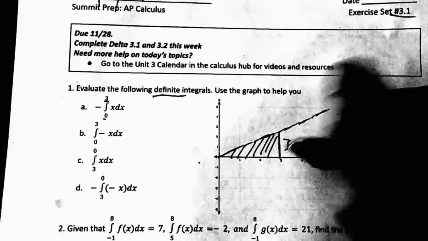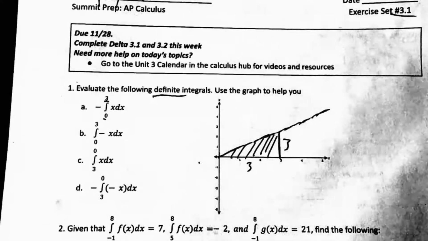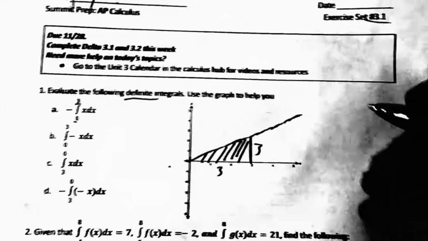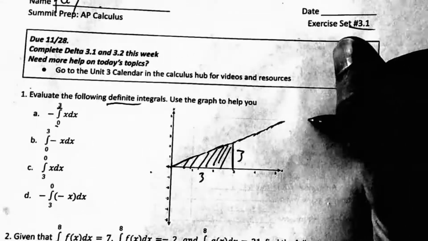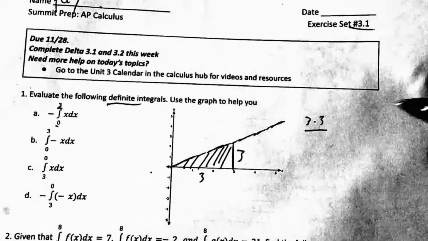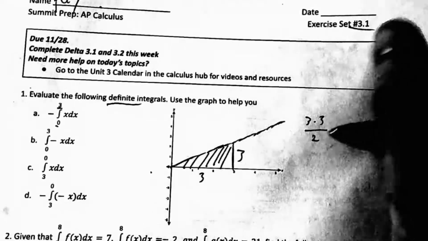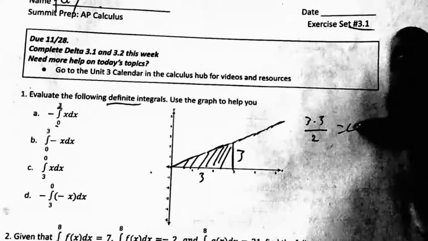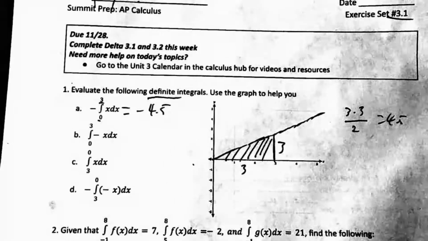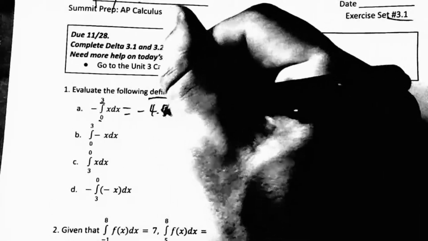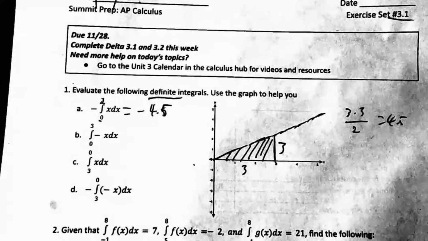And this is a height of 3 and a width of 3, and it's a triangle. So the area of that triangle is 3 times 3 over 2, base times height over 2, which is 4.5. Now with that negative out in front, that's going to become negative 4.5. Okay, we are essentially proving the integral rules here.